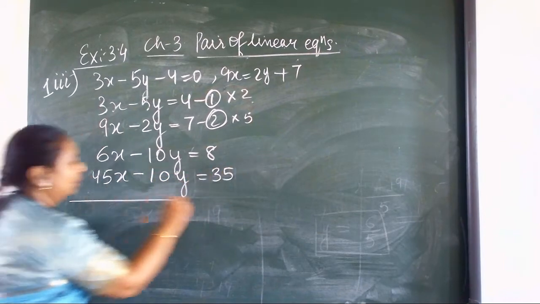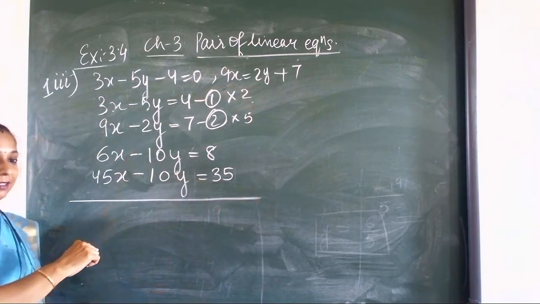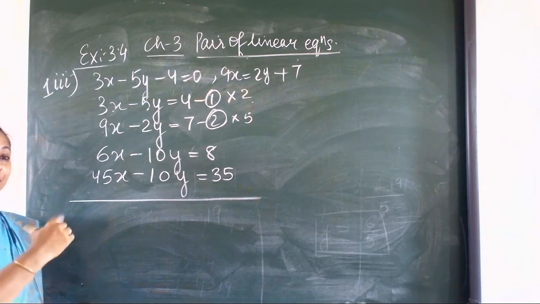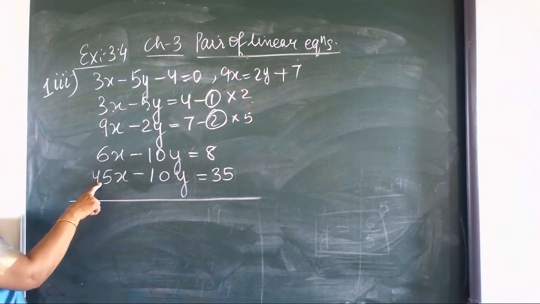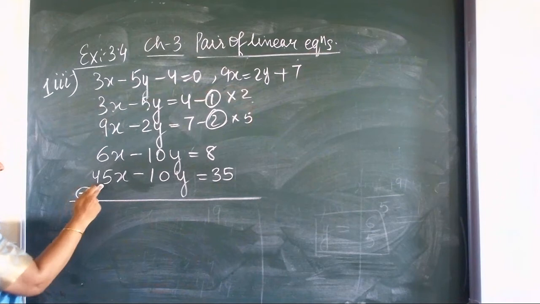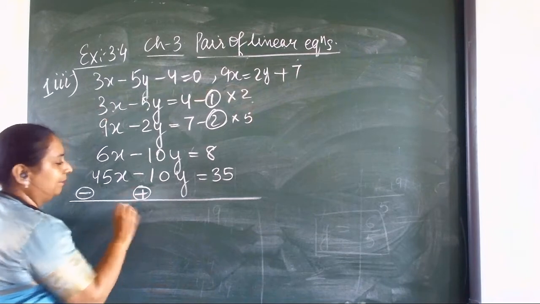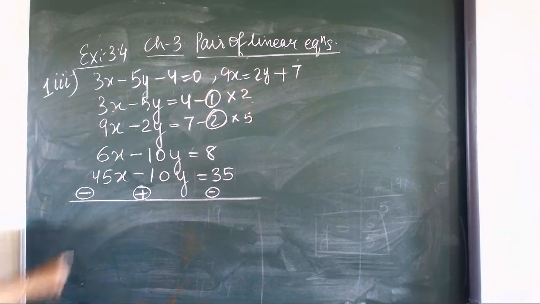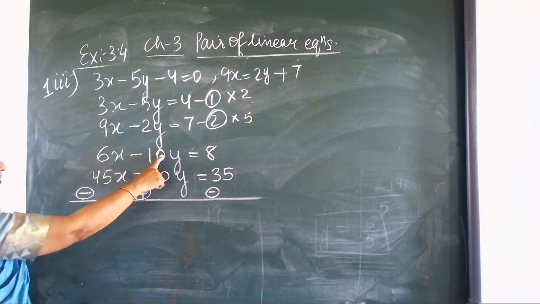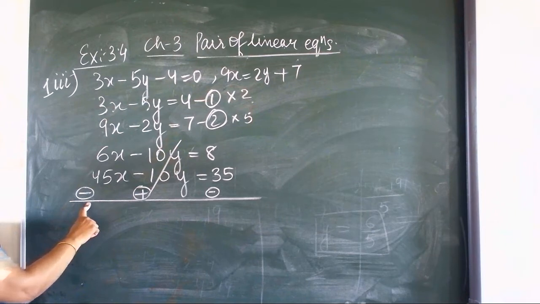Now see what I am doing here. Minus and minus. If the same signs are there, then second new equation is to be subtracted from the first new equation. Subtraction we are doing. So 45 is of plus sign, so it becomes minus sign. This minus becomes plus. Now 10y minus 10y cancel. 6 plus and minus 45 becomes minus 39.